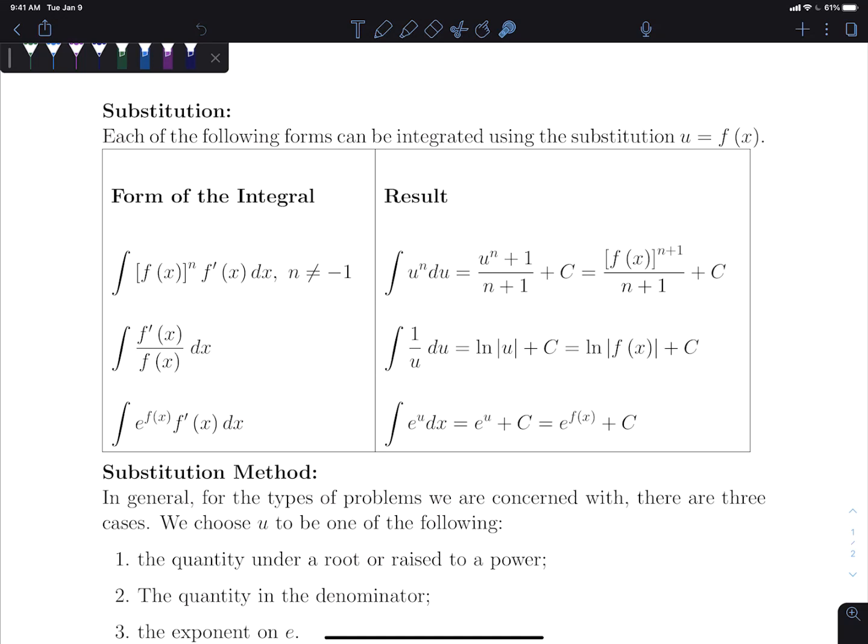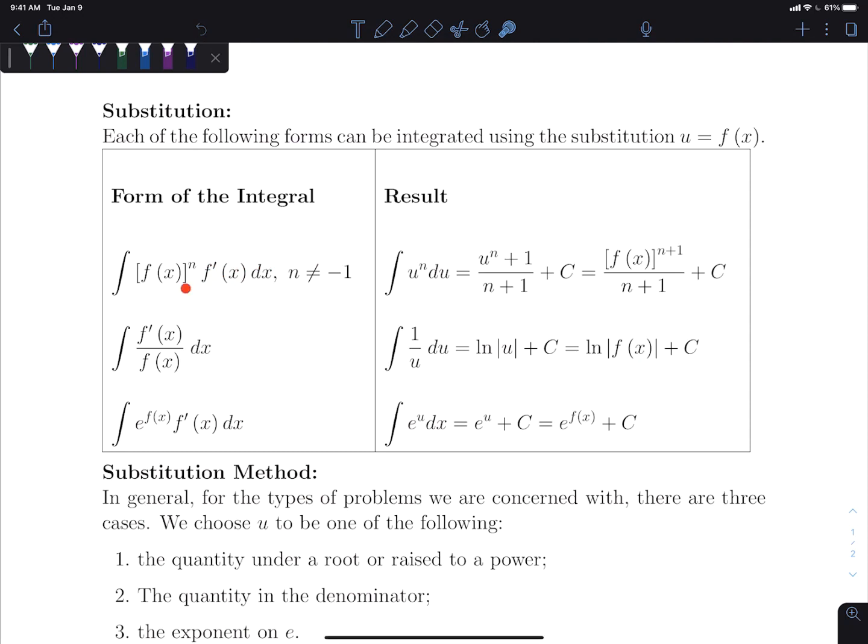Hello. In this video, I want to go ahead and start looking at substitution. Each of the following forms can be integrated using the substitution of u equals f of x. The form is over here, and the result that you would have is over here. The form of something that we're going to take the integral of is the integral of some function to the nth power times the derivative of that function on the outside, dx, where n is not equal to -1.